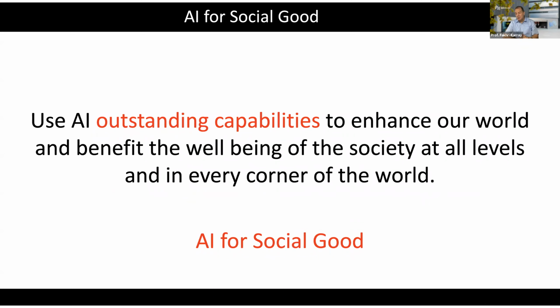So AI for social good is another aspect of AI, and one of its most noble aspects, where we would like to use the tools of artificial intelligence to enhance our world and benefit the well-being of humanity in general. AI for social good is very well developed in a wide range of areas. And a lot of companies that have been accused of using AI for not so humanistic goals are now trying to complement their usage of AI, and they call it AI for social good, to help humanity and to show people that AI could be utilized for the better of humanity.